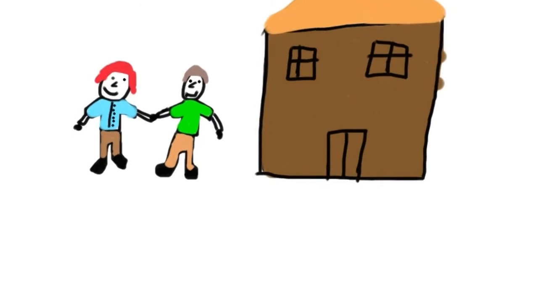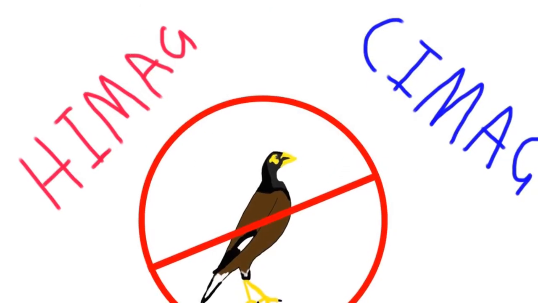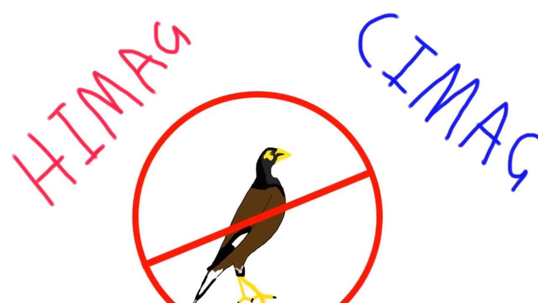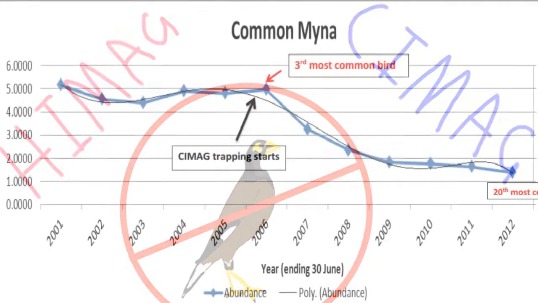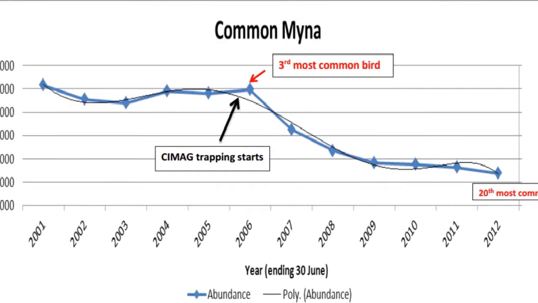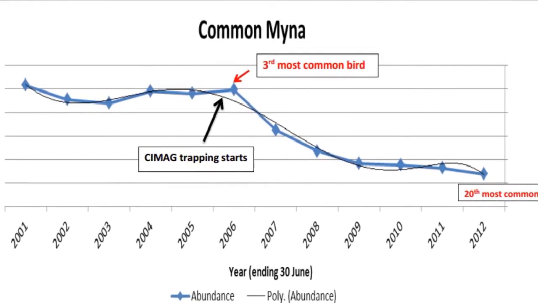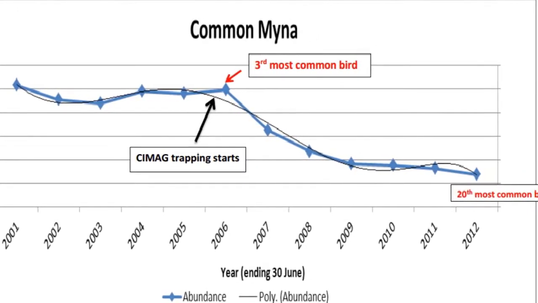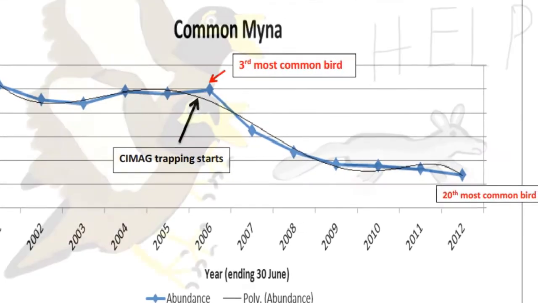Aid also came from local governments which formed community groups in order to deal with this threat, such as the Hawkesbury Indian Myna Action Group or the Canberra Indian Myna Action Group. In 2006, the Indian myna was the third most numerous bird species in Canberra. However, due to the actions of the Canberra Indian Myna Action Group, they have lowered this to the 20th most common bird species in 2012.